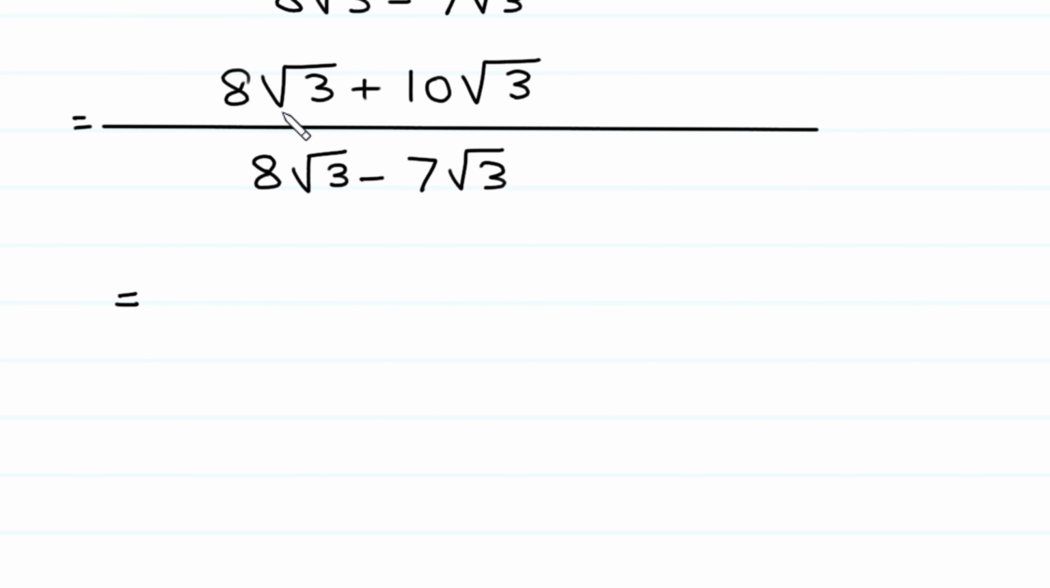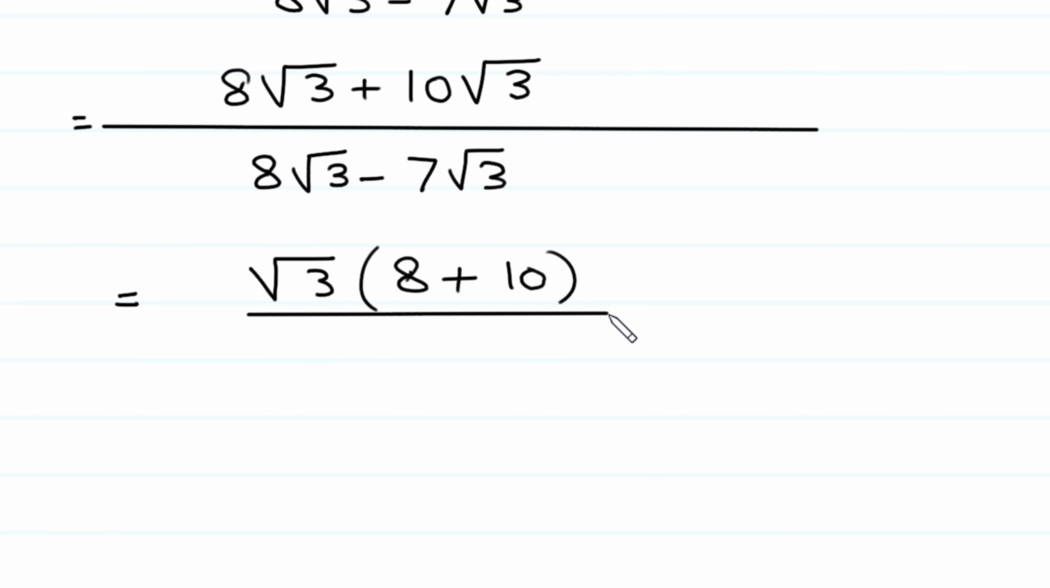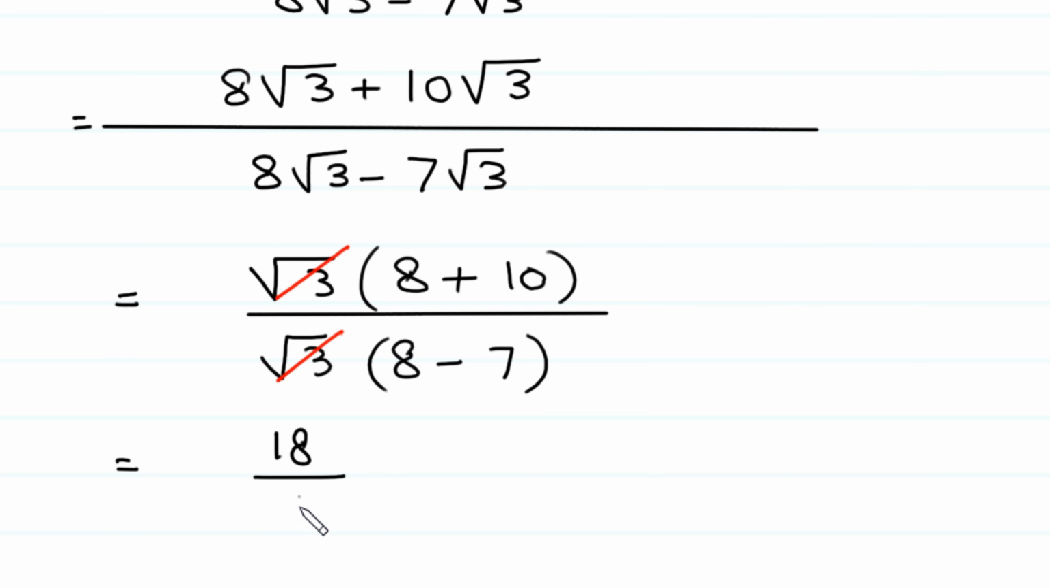Next, now we can take square root of 3 as common times, and in bracket left 8 plus 10, divided by square root of 3 as common, and in bracket left 8 minus 7. Next, this square root of 3 will be cancelled with this square root of 3, and 8 plus 10, 18 divided by 8 minus 7, 1 is equal to 18.